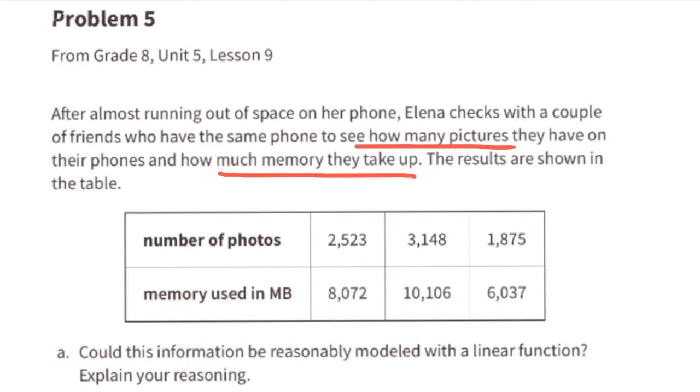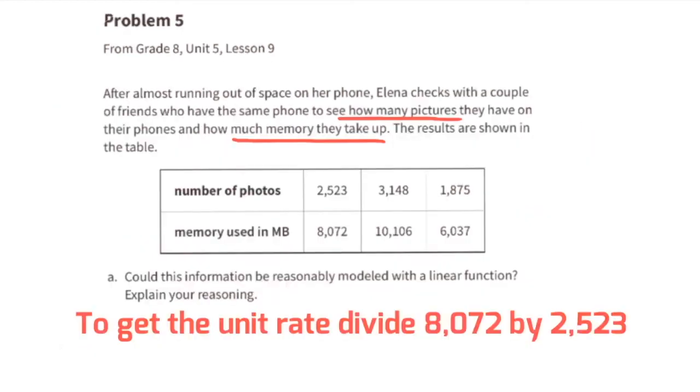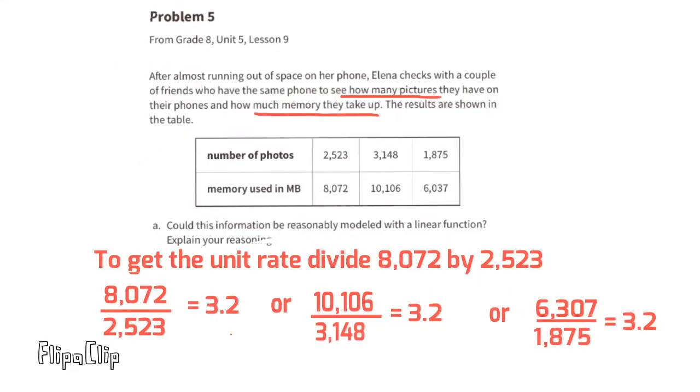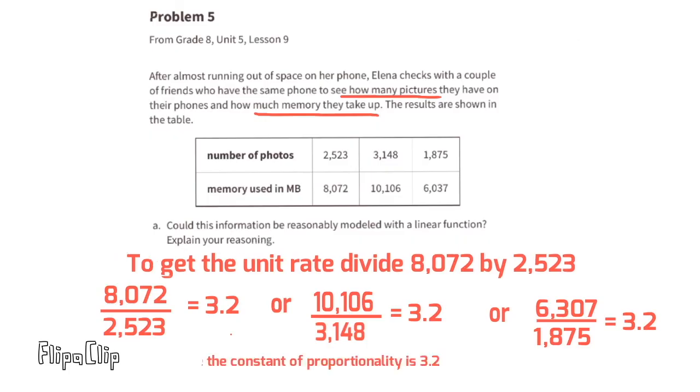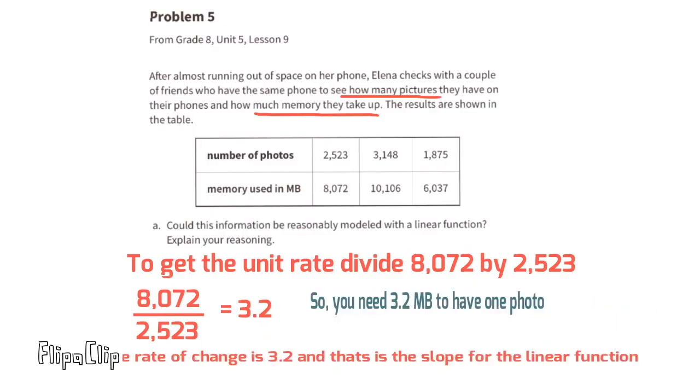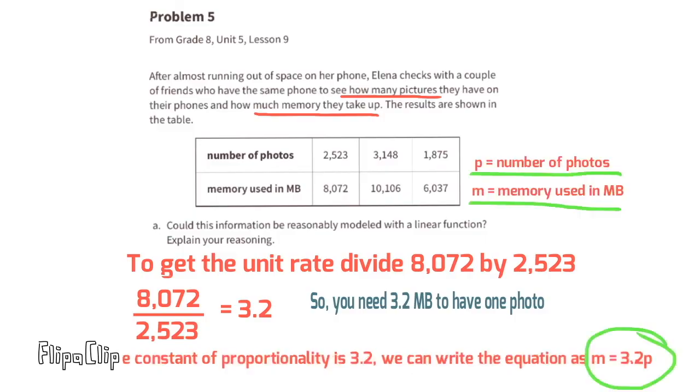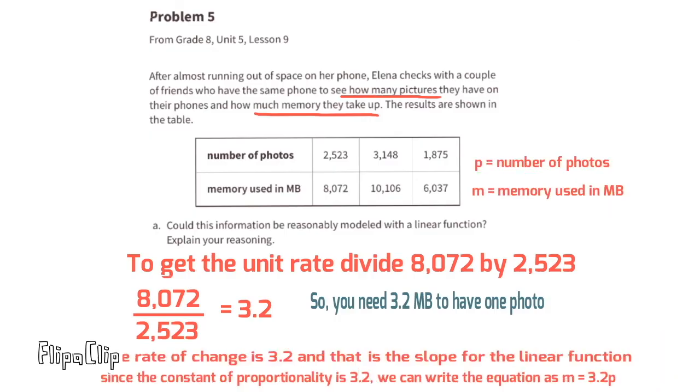A. Could this information be reasonably modeled with a linear function? Explain your reasoning. To get the unit rate, divide 8,072 by 2,523. Since the memory used divided by the number of photos equals 3.2 in all three situations, yes, this is a linear function. The constant of proportionality is 3.2. So you need 3.2 megabytes to have one photo. The rate of change is 3.2, and that is the slope for a linear function. We can write the equation as m equals 3.2 p.